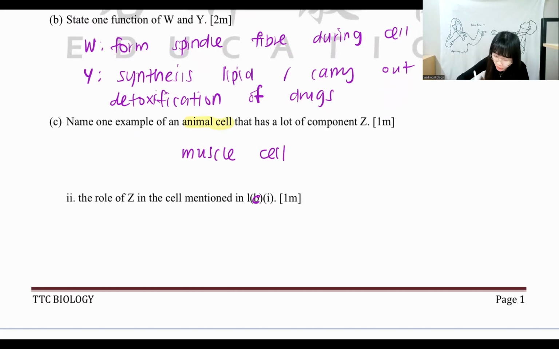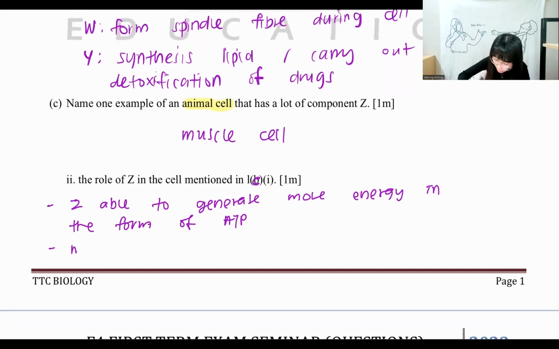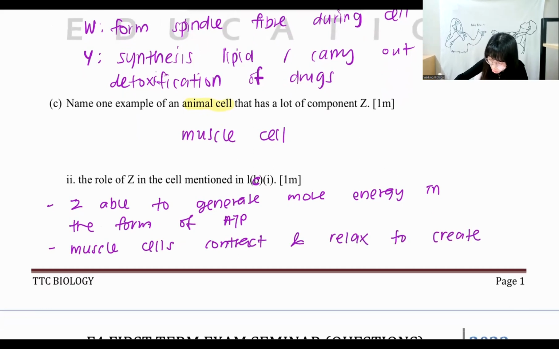To explain in a 2 marks question, you can say Z is able to generate more energy in the form of ATP. Muscle cell contracts and relaxes to create movement.